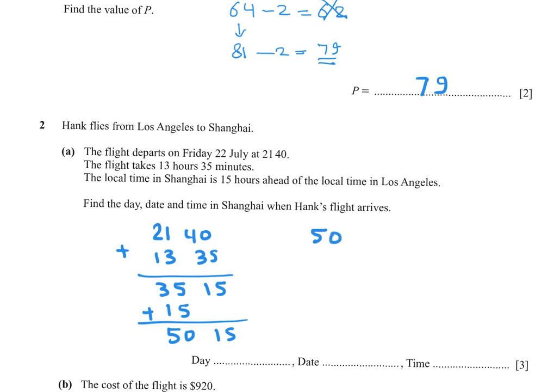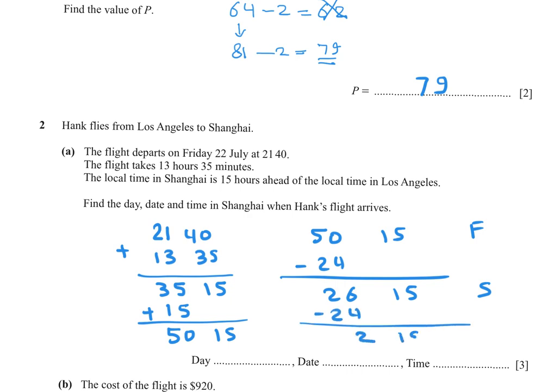Now 50:15, and we started on Friday. This number is more than 24, so minus 24, and your answer will be 26:15, Saturday. Still this number is more than 24, so minus 24, so now you have 2:15, Sunday. So the day is Sunday. For the date, add 2 days to 22 July, so you have 24, and the time is 2:15.